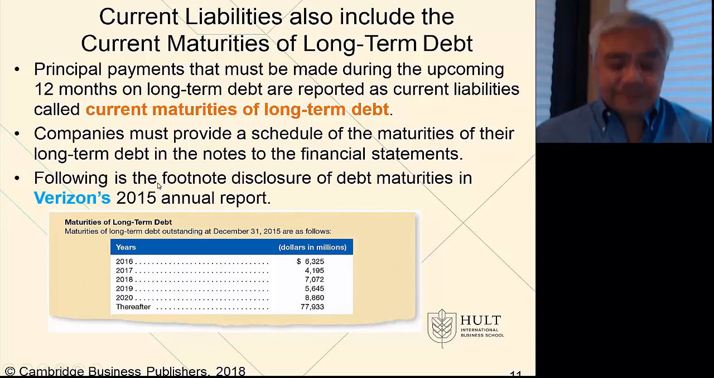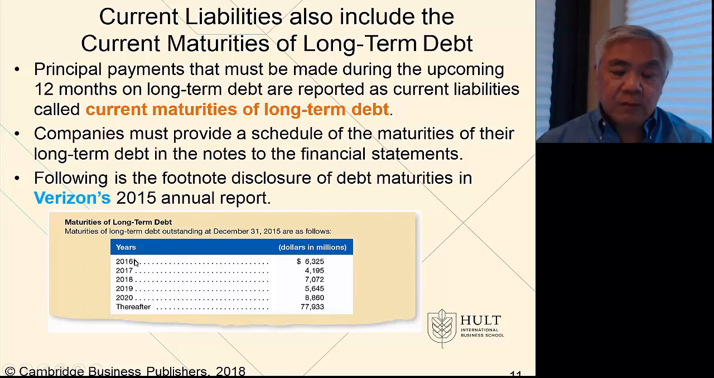Here's an example of Verizon. For 2015, it breaks out what is due in the next 5 years, 16, 17, 18, 19, 20, and then thereafter. This portion right here, the $6.3 billion, is due within the next year. Even though the loan is a long-term loan, there is a current amount due in the upcoming 12 months, and that's $6.3 billion. That must be shown as a current liability.